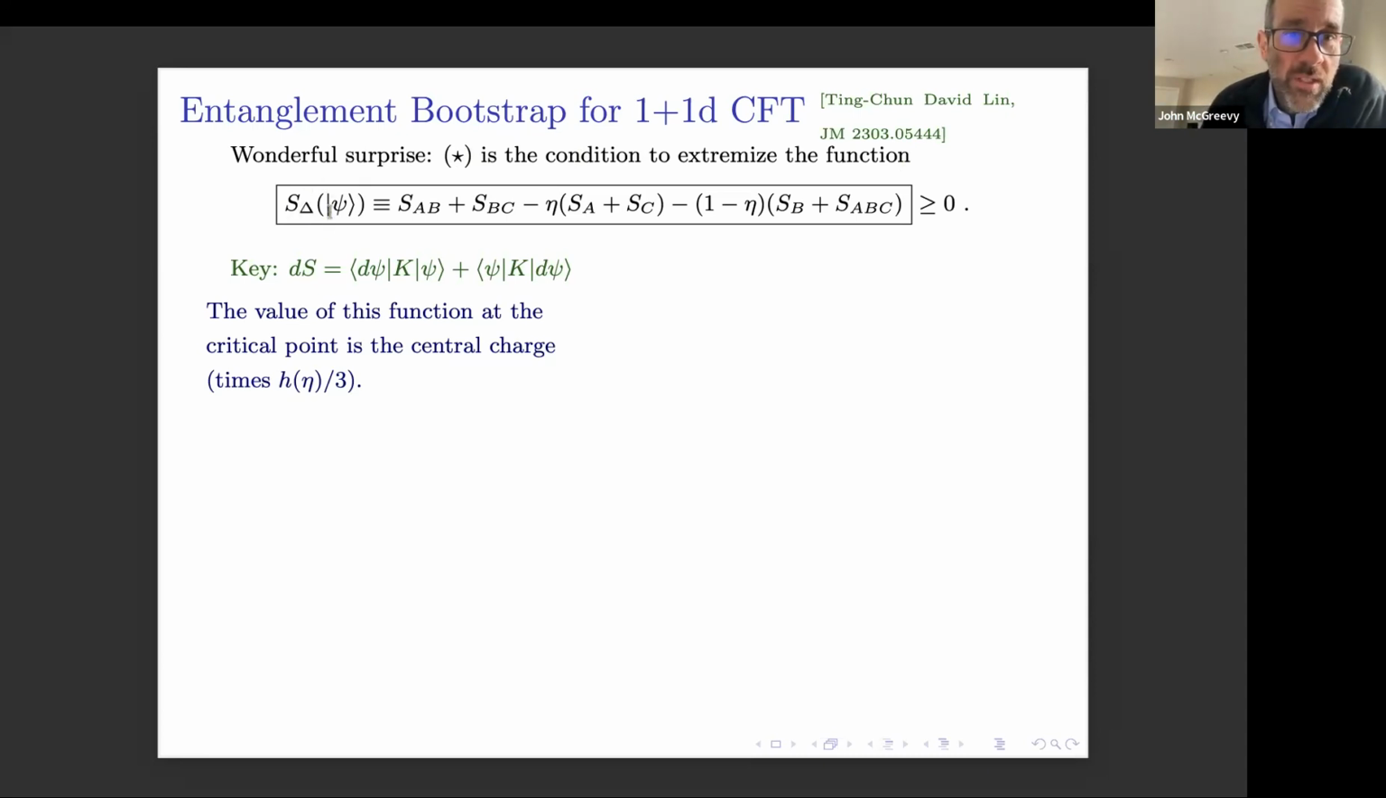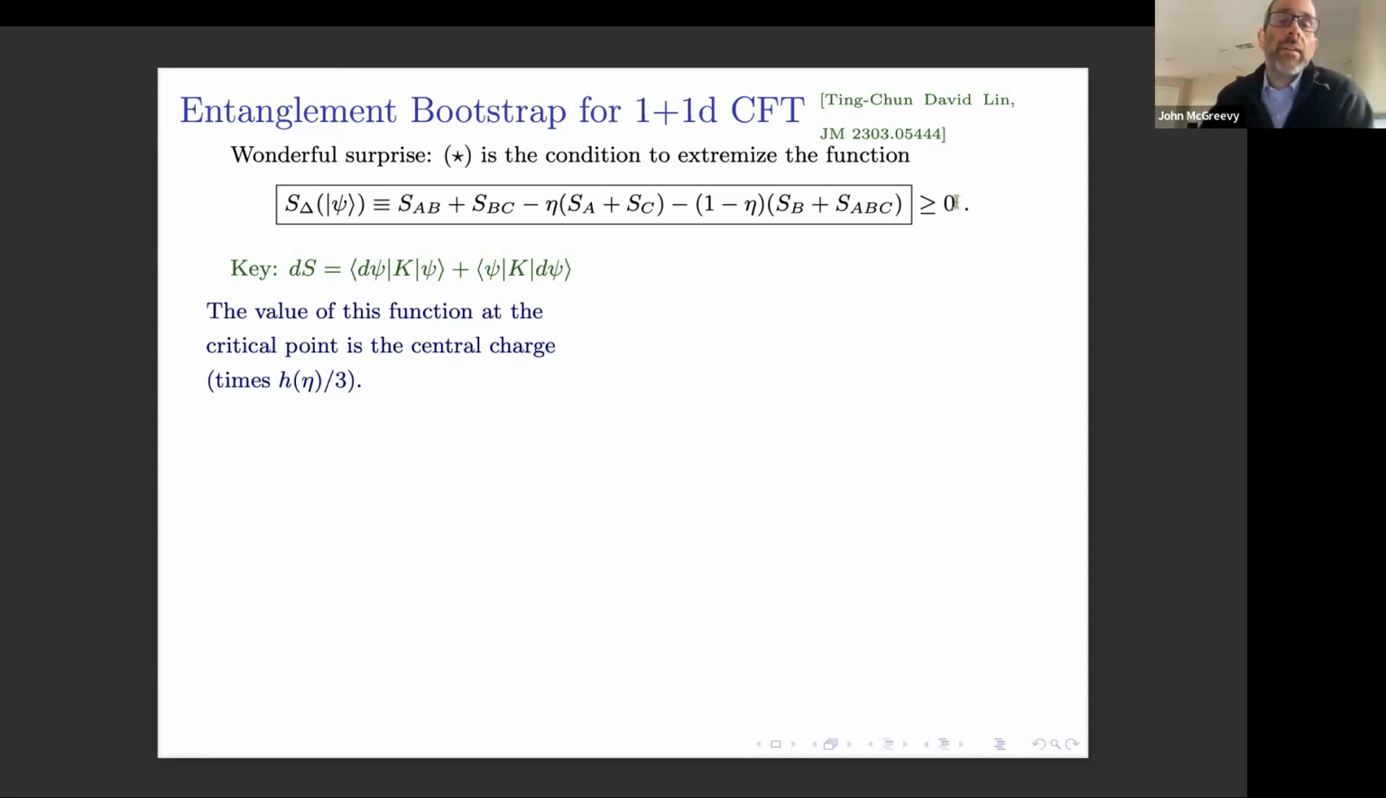So define this function. For any three contiguous intervals A, B, C, define this function S delta. It's a function of the state. Given the state, it's a number, which is just this difference of entropy. Eta here, think of it as just the geometric cross ratios of the sizes of the intervals. It's a positive function by strong subadditivity.